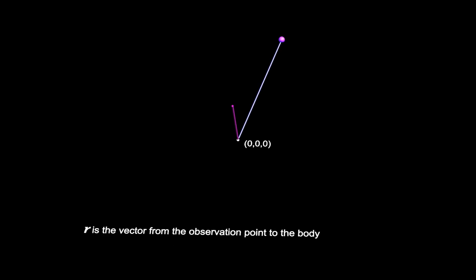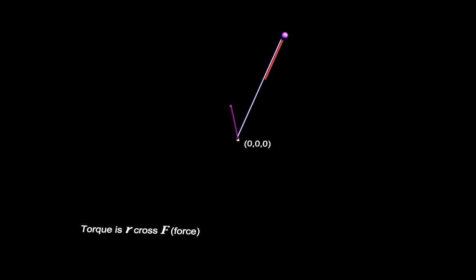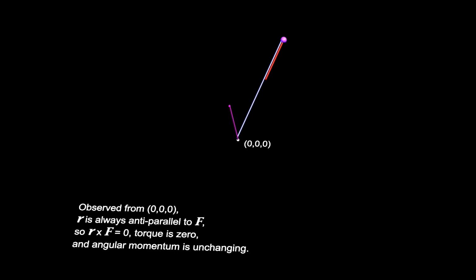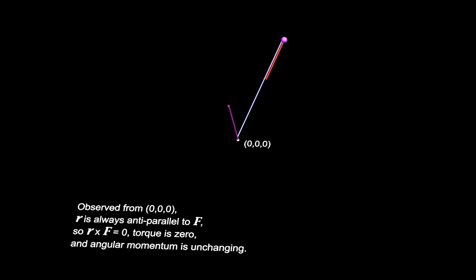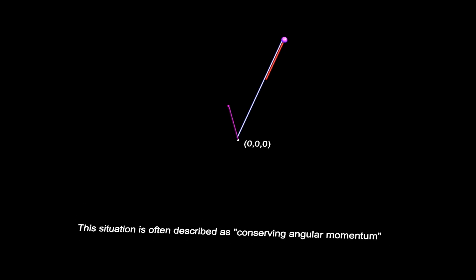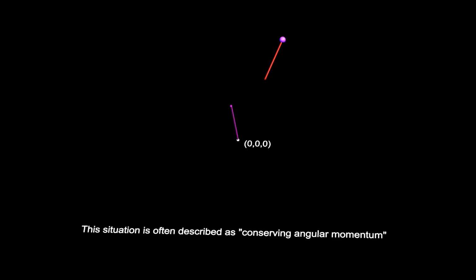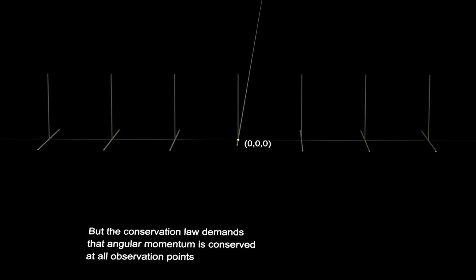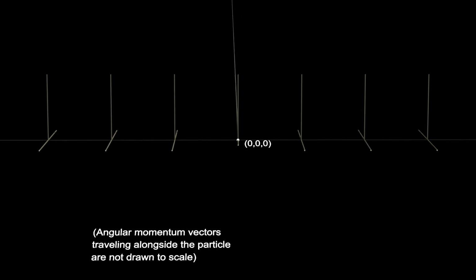R is the vector from the observation point to the body. Torque is R cross F. Observed from the origin, R is always antiparallel to F. So R cross F equals 0, torque is 0, and angular momentum is unchanging. This situation is often described as conserving angular momentum, but the conservation law demands that angular momentum is conserved at all observation points.